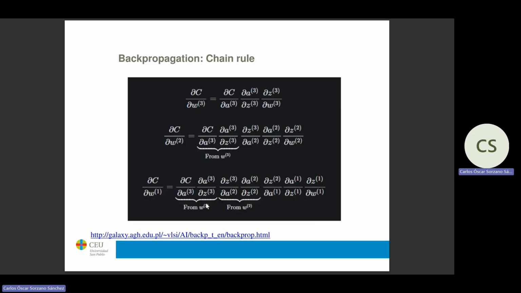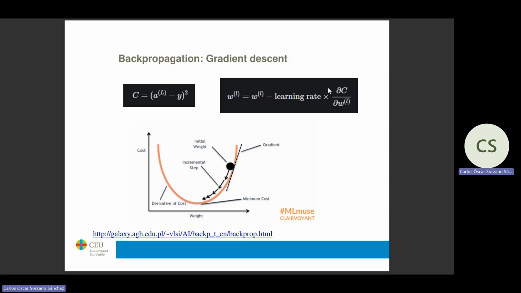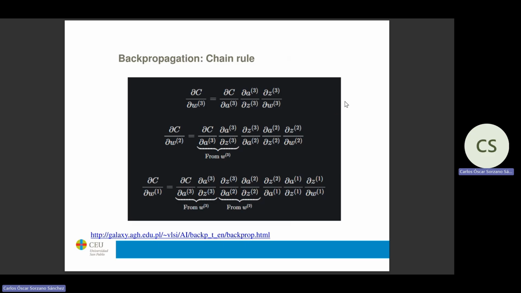Okay, so it seems that we have to compute the derivative of the cost with respect to the weights. So let's look at 3 layers. So we have to compute the cost with respect to the weights of the layer 3. So it is the cost with respect to the activation, that is the last operation we did. Then the activation with respect to the linear combination, and then the linear combination with respect to the weights. So this is just a chain we will apply to the differentiation.